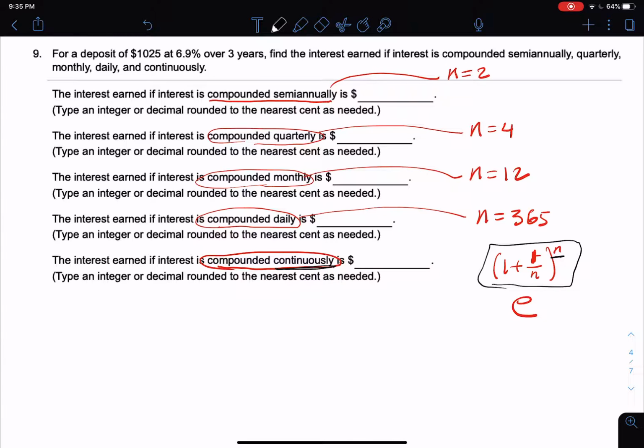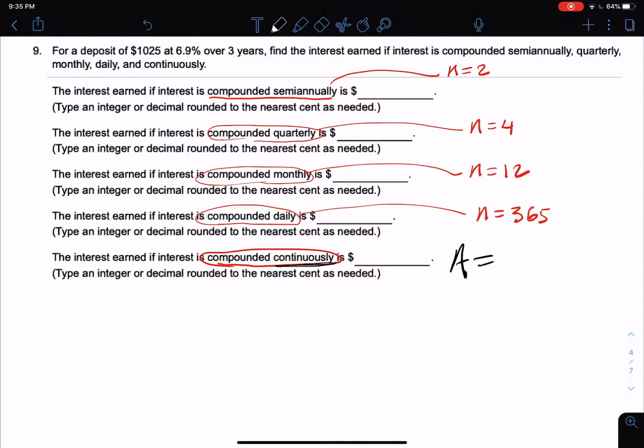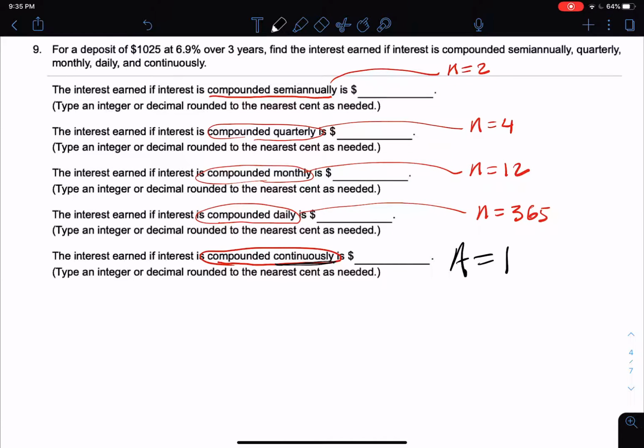That's that continuous idea. It sounds like our formula is going to get really challenging and hard, but it turns out because of that e value and that limit, the formula for compounding continuously, which is compounding every instant of time, I guess you can call it that way, actually gets easy. It's going to be the principal times this e value, which is actually a number. It's not a variable. And that gets raised to the rate times time.